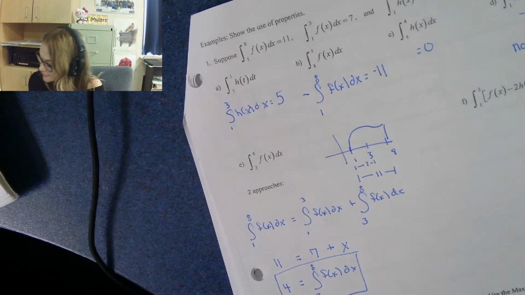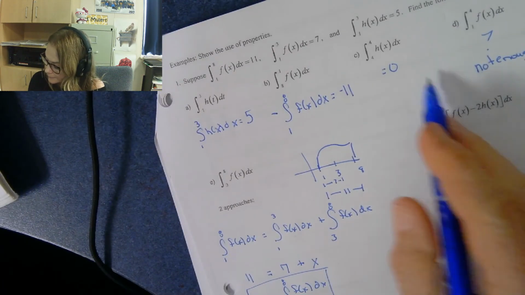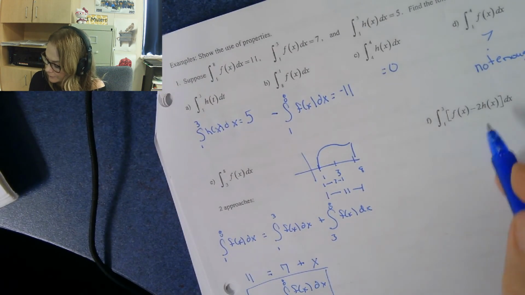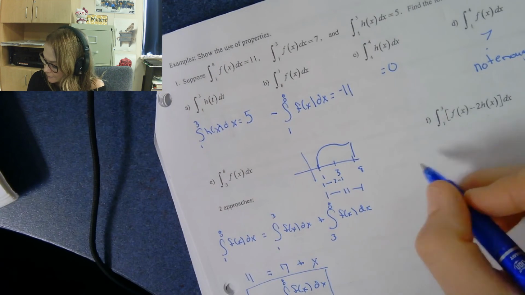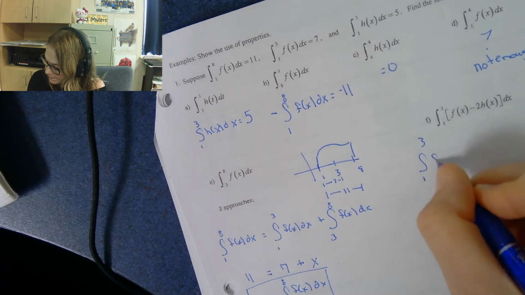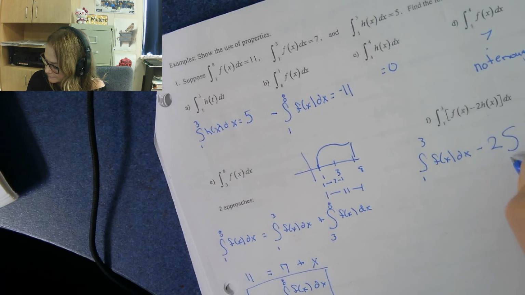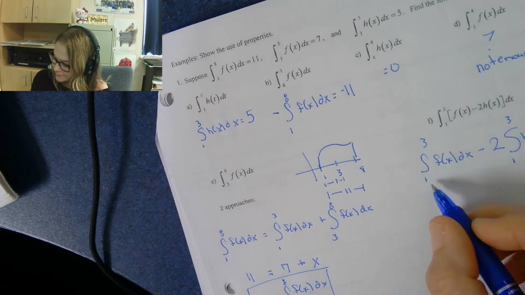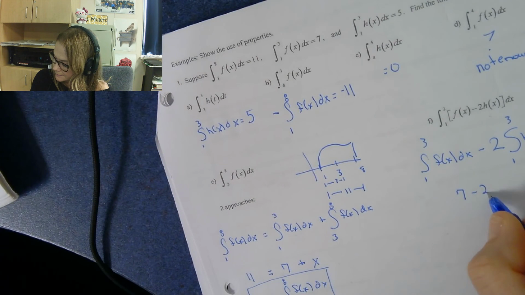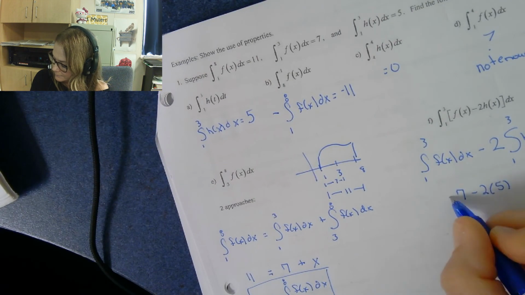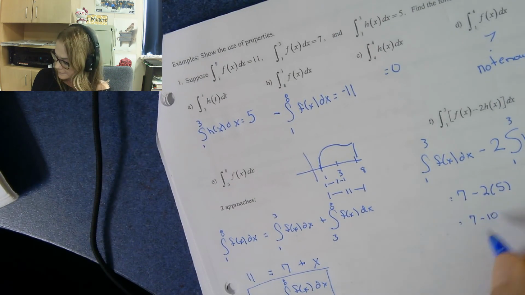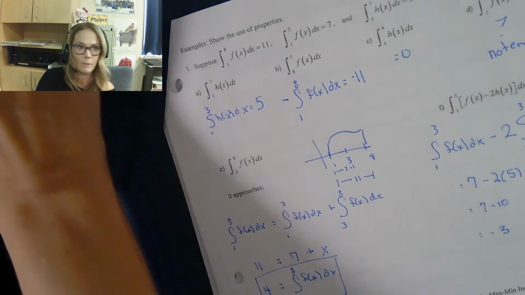And then our last one here, I think is just going to have 1 to 3 of f, good. 1 to 3 of h, that's all good. So I'm going to split this, scale it out. Okay, so this is a given, and this is a given. So 7 minus 10, that's negative 3.